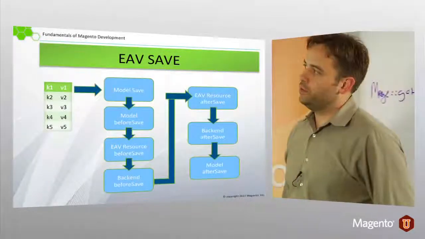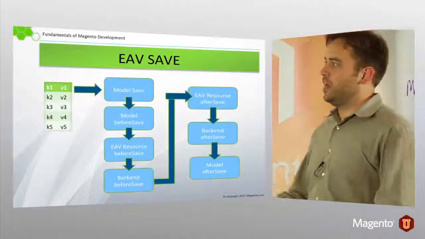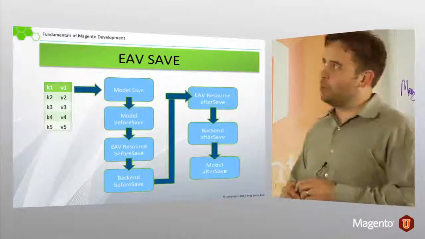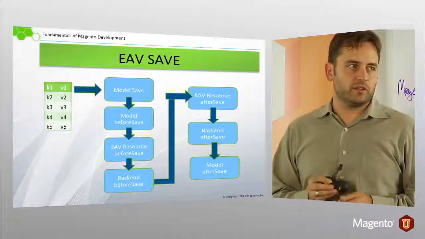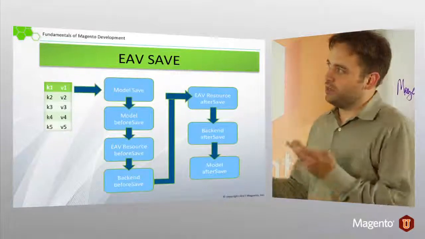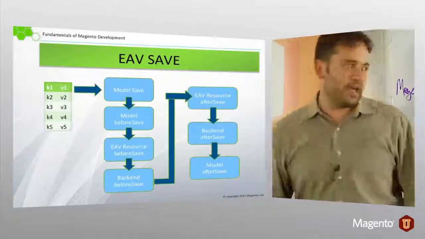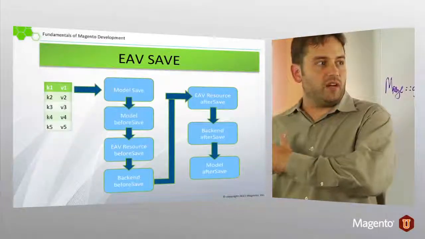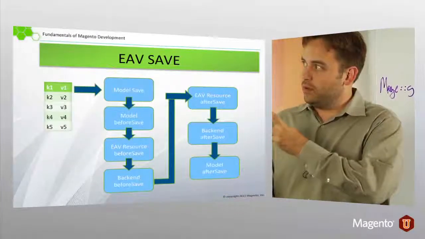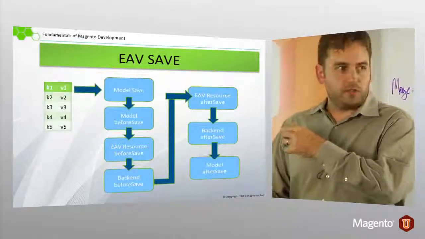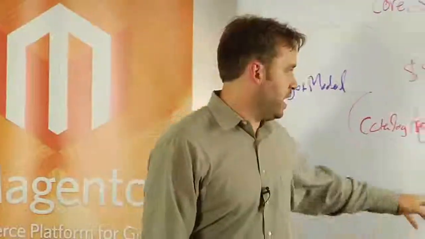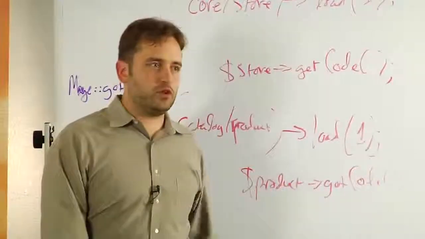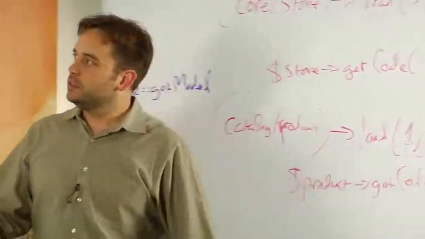Okay, so the EAV save process, not unlike, obviously more complex than, the regular entity save process, but more the same. So we have, again, this nice array of attribute values on those attribute codes. So, name, code, shirt size, whatever.